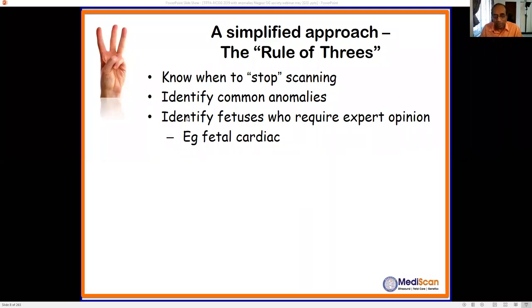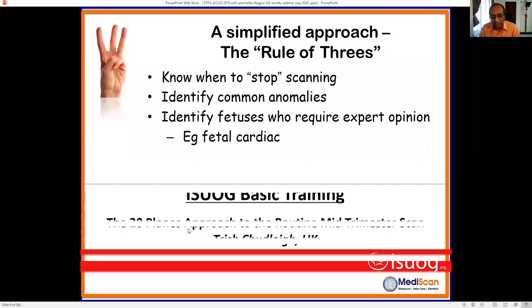Secondly, we want to identify common anomalies and also identify fetuses who require an expert opinion. So we should be able to say, this heart does not seem to be all right. This stomach, I'm not happy about the way it appears. This ventricle shape appears abnormal. These are triggers that help us to refer the patient to the next level center.